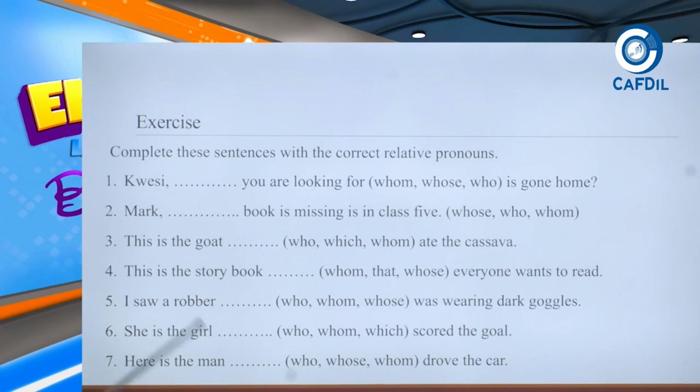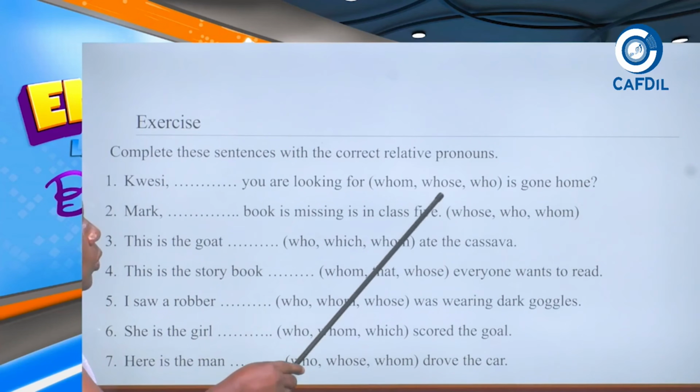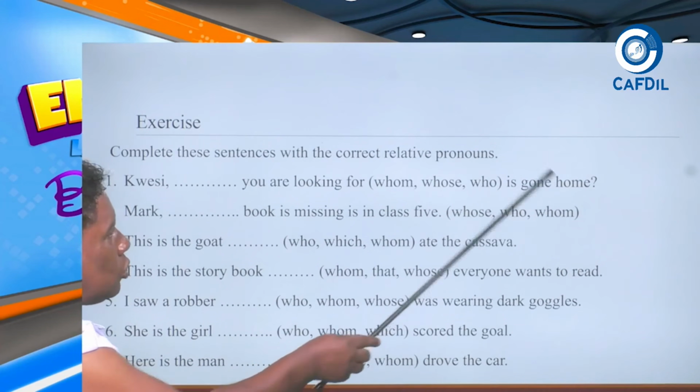Let's try our hands on this exercise to see how best we can do them. The instruction is: complete these sentences with the correct relative pronouns. 1. We have Kwesi dash you are looking for. In the bracket we have whom, whose, who is gone home.